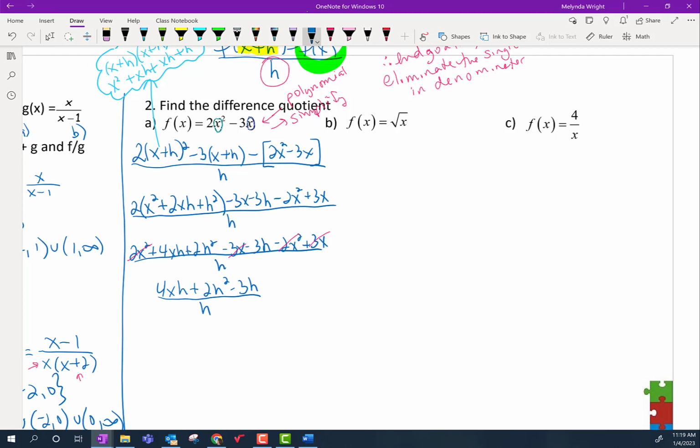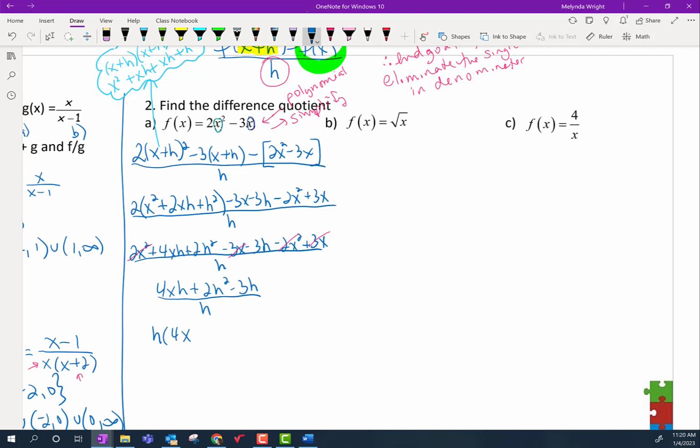Now remember, my final goal, my ultimate goal is to get rid of the h in the bottom, in the denominator. So let's think through, what could I do to the numerator that would help me out? Does anybody see that? What could I do to the numerator that would help me get rid of the h in the denominator? What about factoring an h out? Could I do that? I can, right? Let's factor an h out.